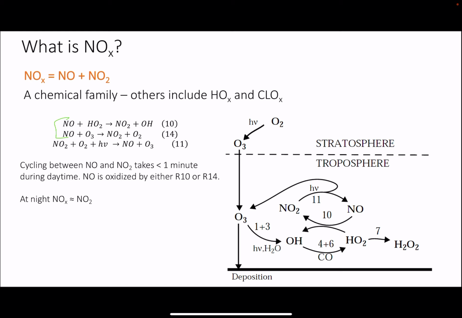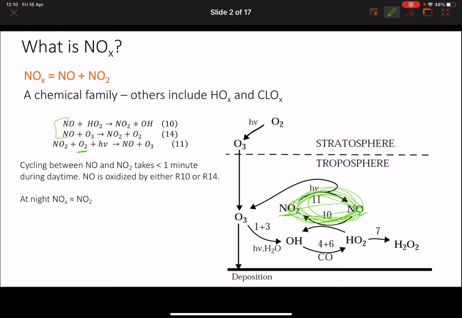Then as soon as NO is oxidized to NO2, NO2 is very rapidly photolysed back to NO in a process that requires light in the presence of oxygen, which there's plenty of in the atmosphere, and it forms NO and ozone. And so this essentially happens constantly, back and forth, until it's almost impossible to measure them separately. Not impossible, but very difficult. And so it's much easier to refer to it as a chemical family in that sense.